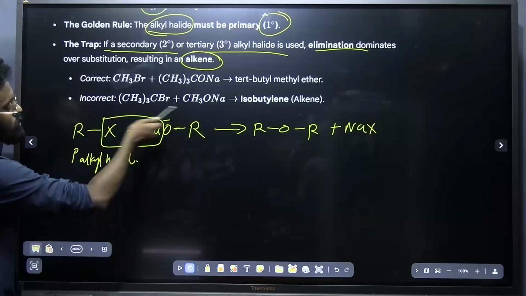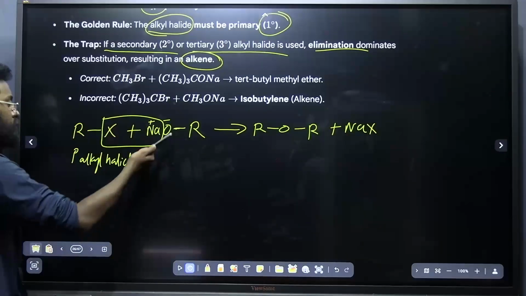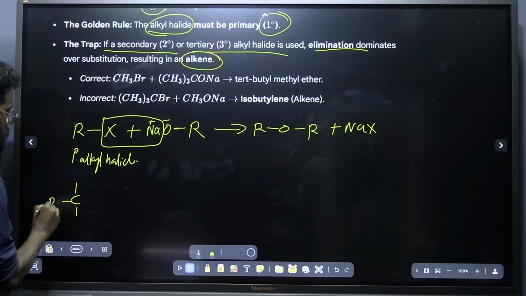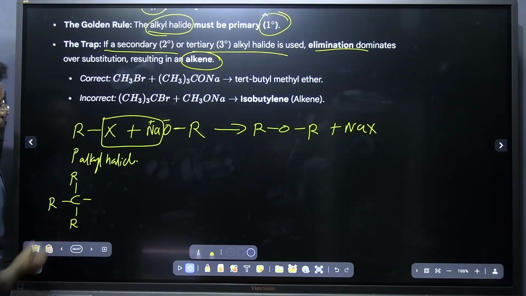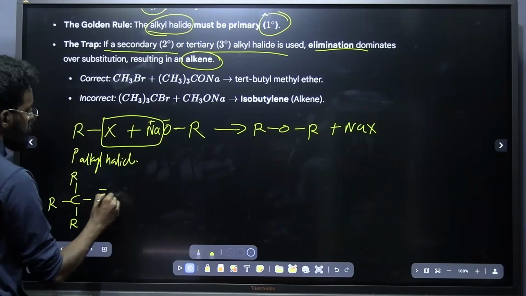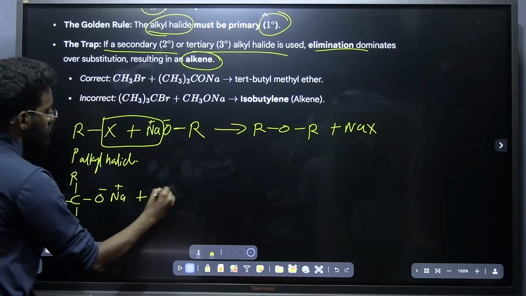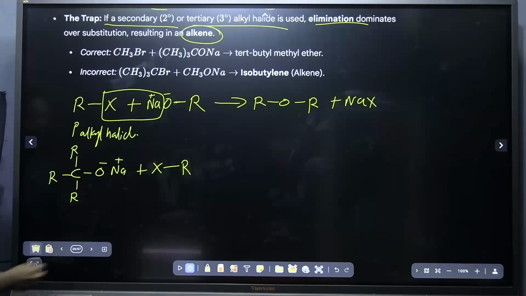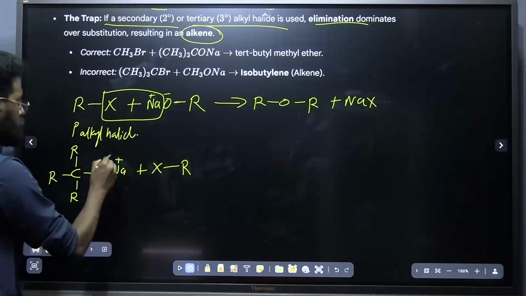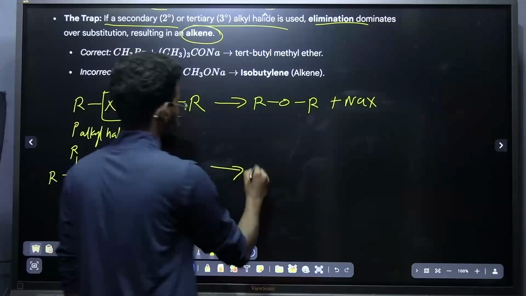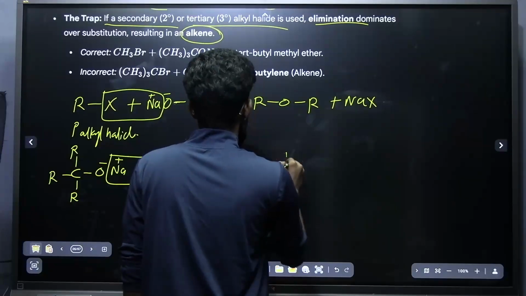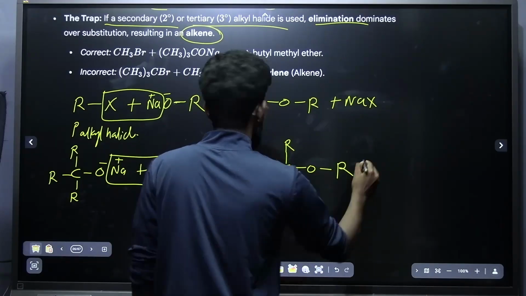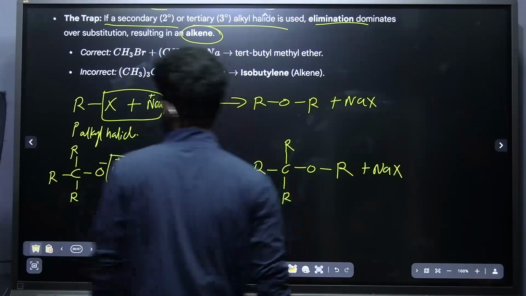we can change the sodium alkoxide. We can change the sodium alkoxide to secondary as well as tertiary. Let me give you a reaction like that. R O minus Na plus. Here, if I am taking tertiary alkoxide and then primary alkyl halide, I will be getting a tertiary ether, OR plus NaX.